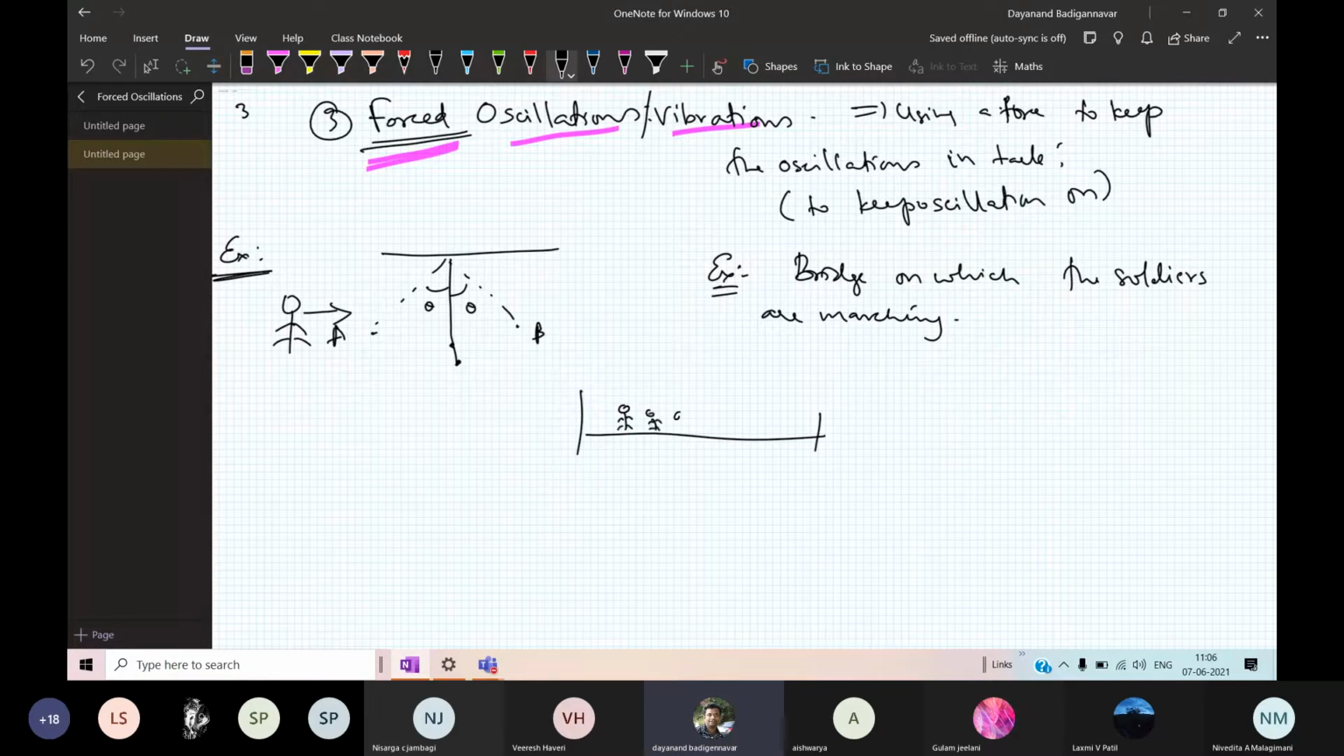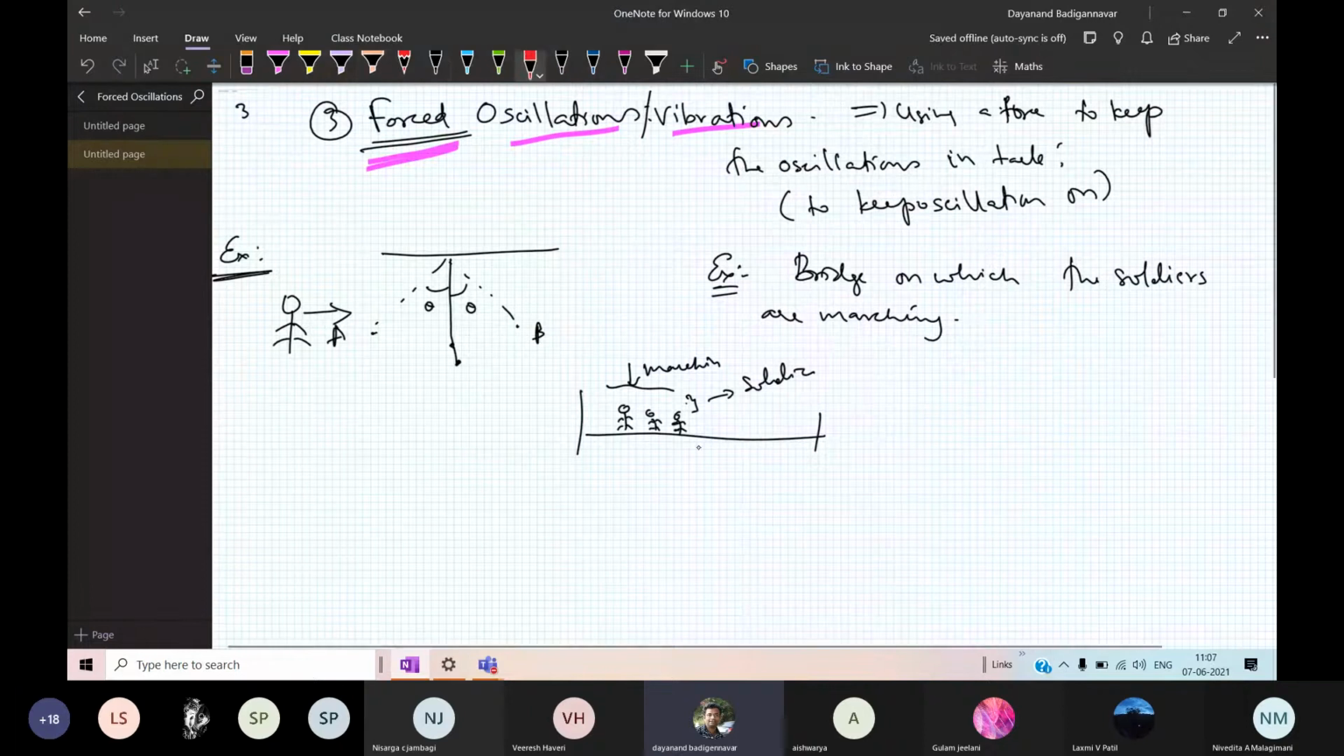They are walking on the bridge. They are marching. What is marching? They all are moving in the same manner. This is called marching. So this is also an example of forced oscillation. Once the soldiers march on it, the bridge will start to oscillate slowly. The bridge will start going on oscillating or vibrating like this. So this is another example. There are many such examples.